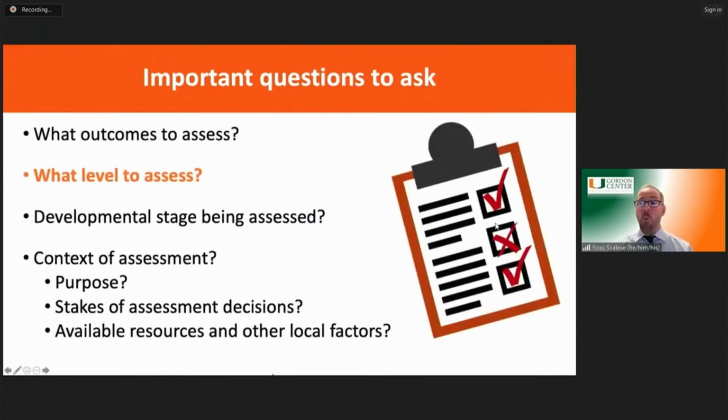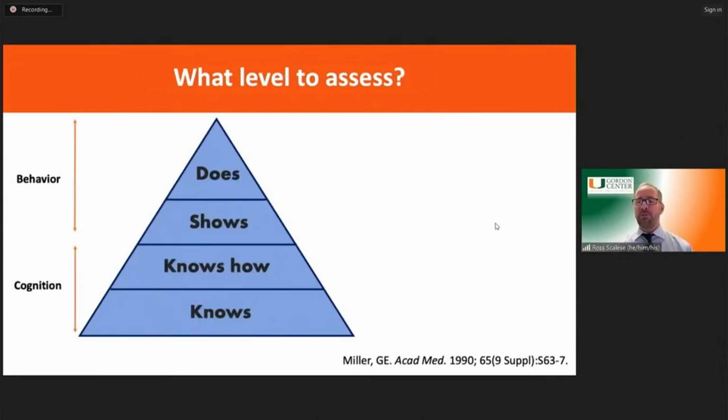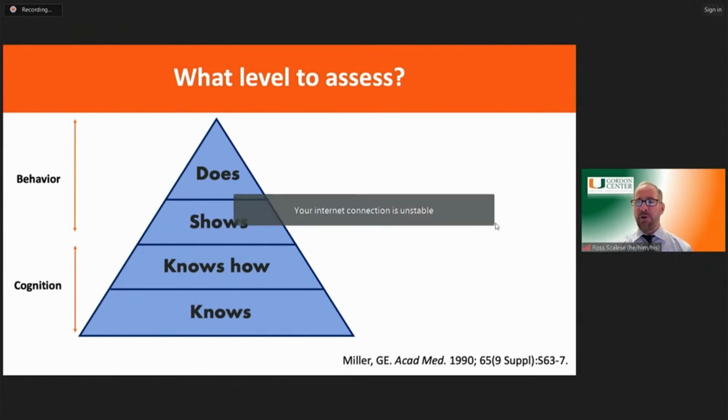Then we have to ask, at what level do we want to assess those competencies? Because within each of those domains, George Miller described, in his pyramid framework that I'm sure many of you are familiar with, different levels of assessment. So the foundation is bits of knowledge. That's the knows level. But being able to apply that knowledge, for example, to problem solve, that's a higher level.